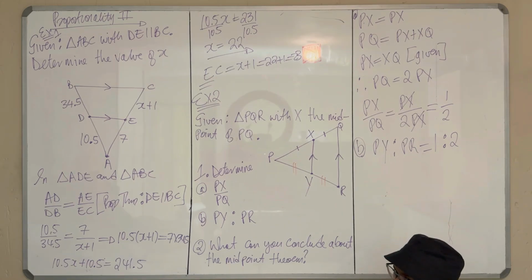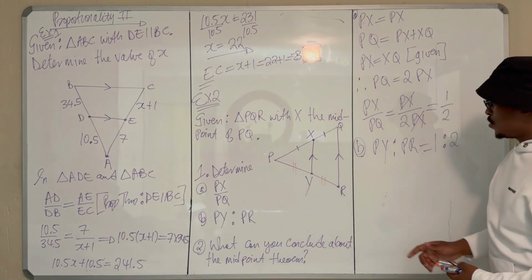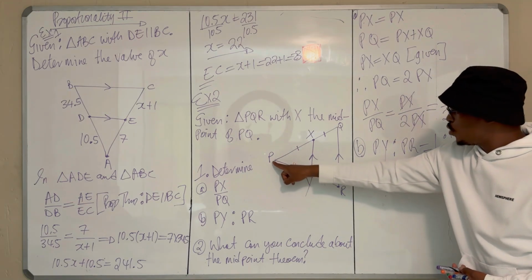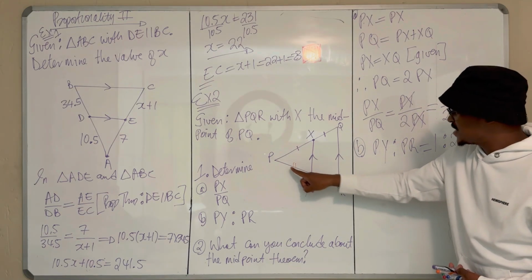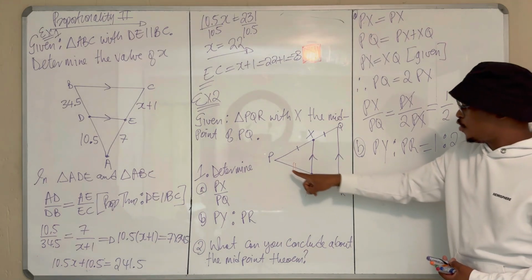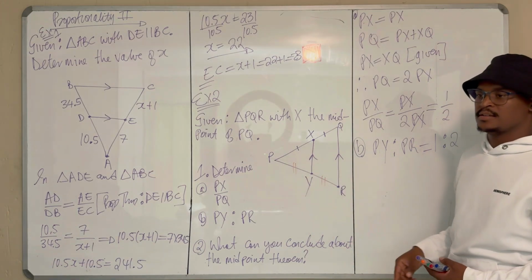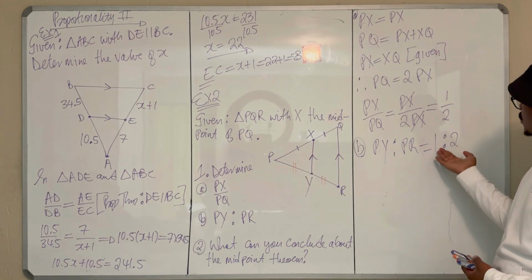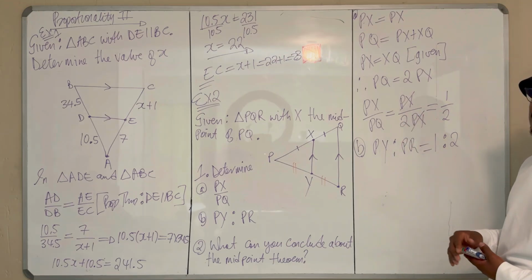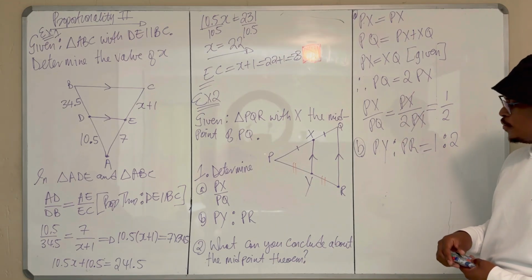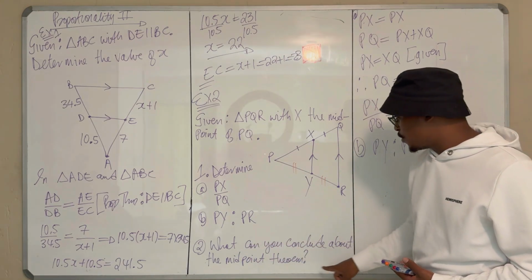Why? Because PY is half of this, or this is double that. So I don't think we need to do the same calculation. I see. So they're asking, what can you conclude about the midpoint theorem?